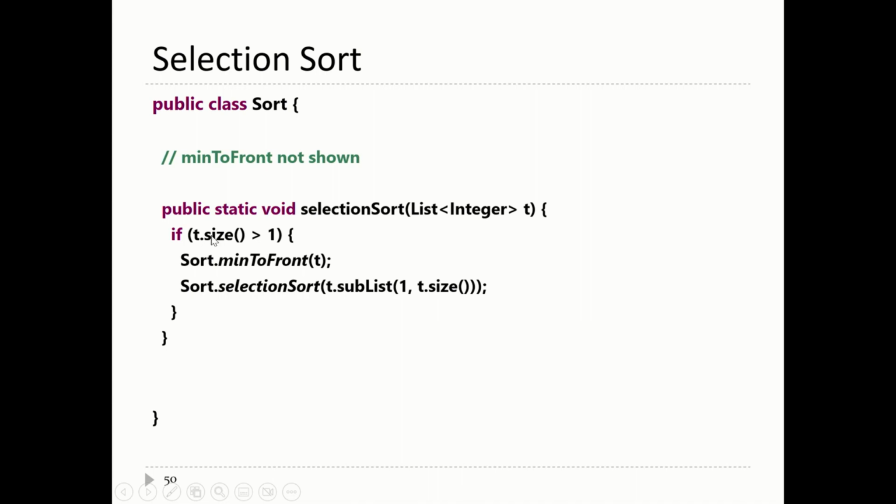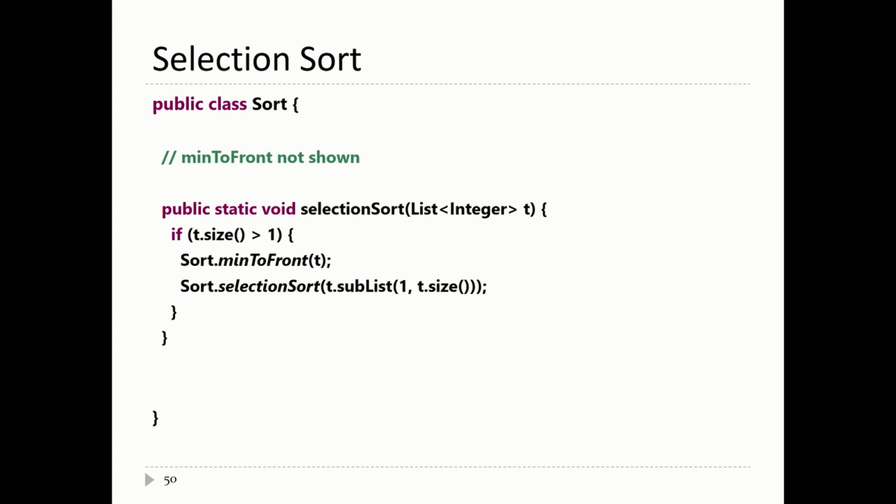There's t.size. So getting the size of a list, we can say that's one operation. There's a comparison here, so that's 2. There's an if statement, so there's a condition that has to be evaluated here. Sorry, so there's possibly a branch. So you could argue that that's 3 operations right here. That thing there. So what's the complexity of min to front?